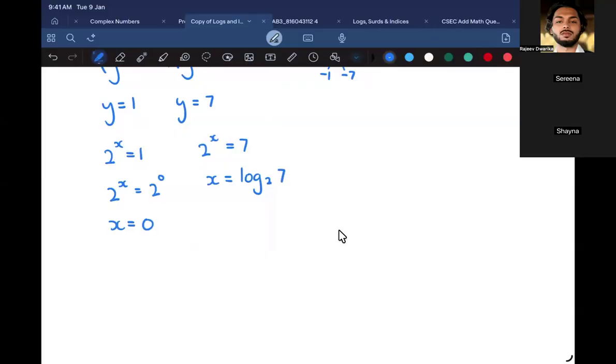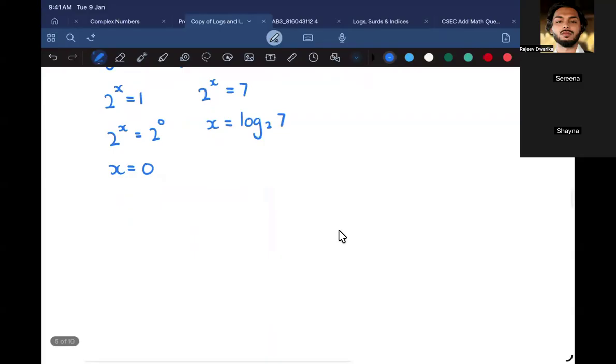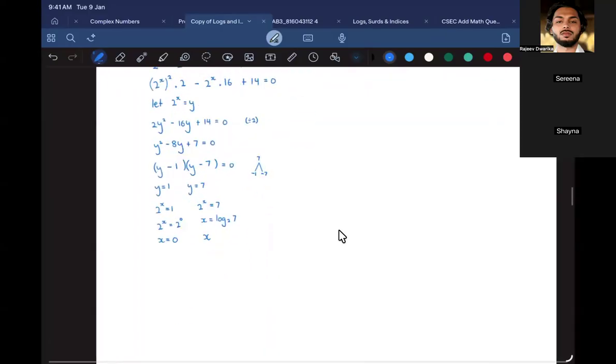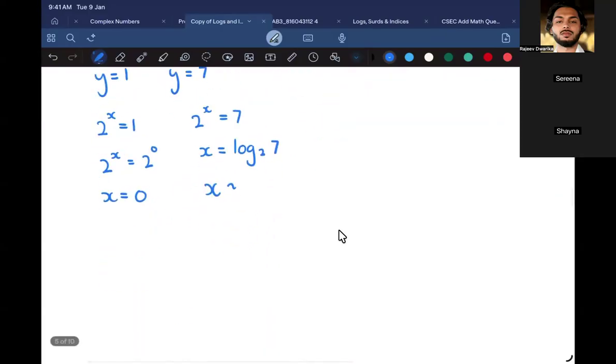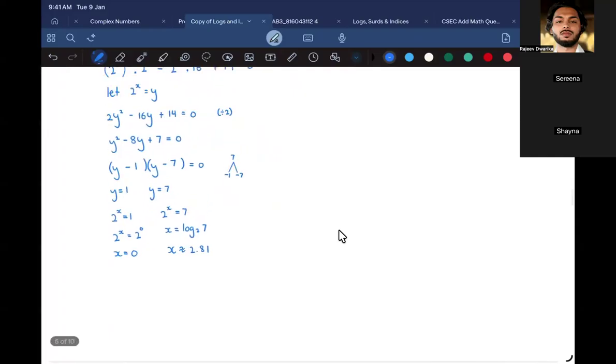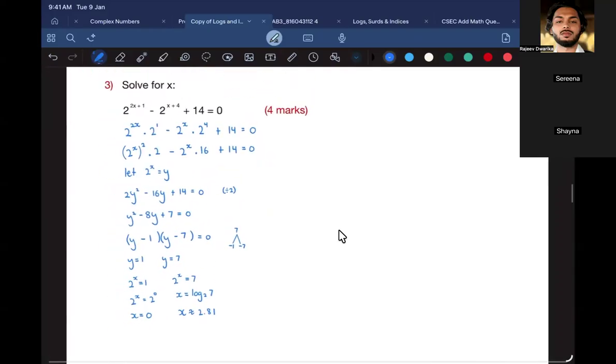Okay. Right? So I want you to find log base 2 of 7 and tell me what you're getting. And tell me your answer to two decimal places. You got 2.81? Nice. So let's see if the answers are correct, right?